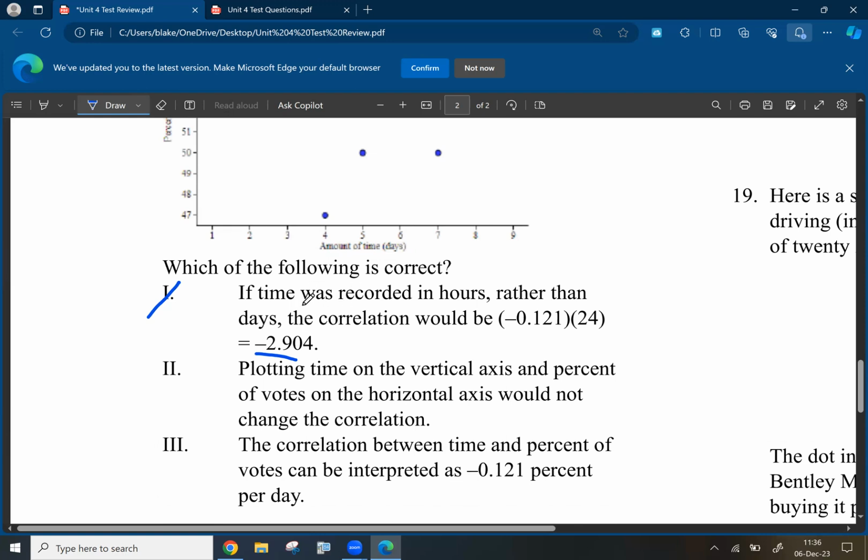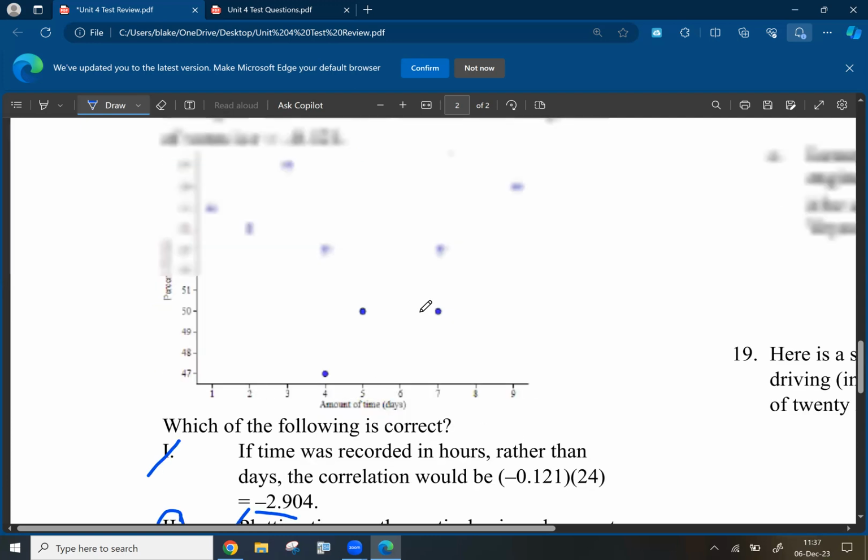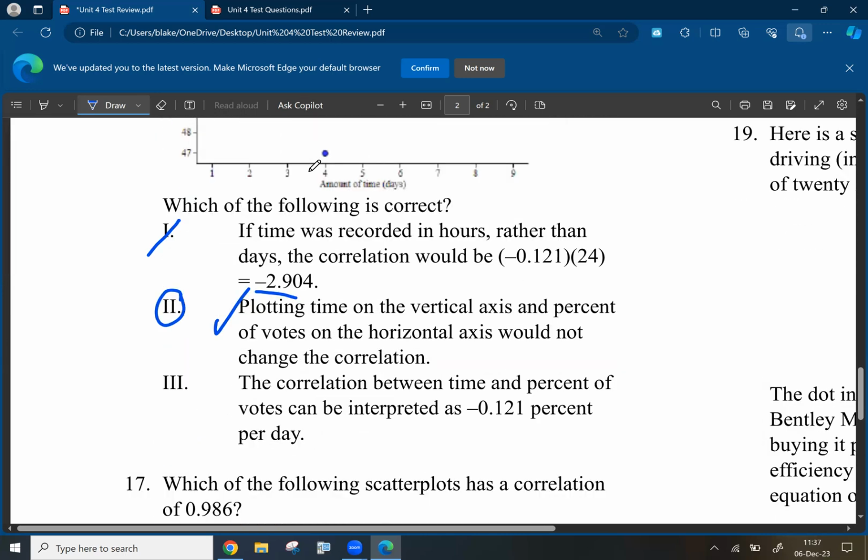Plotting time on the vertical axis and percent of votes on the horizontal axis would not change the correlation. This is true. That's a good one. You can swap X and Y all day long, and the correlation would still be negative 0.121.